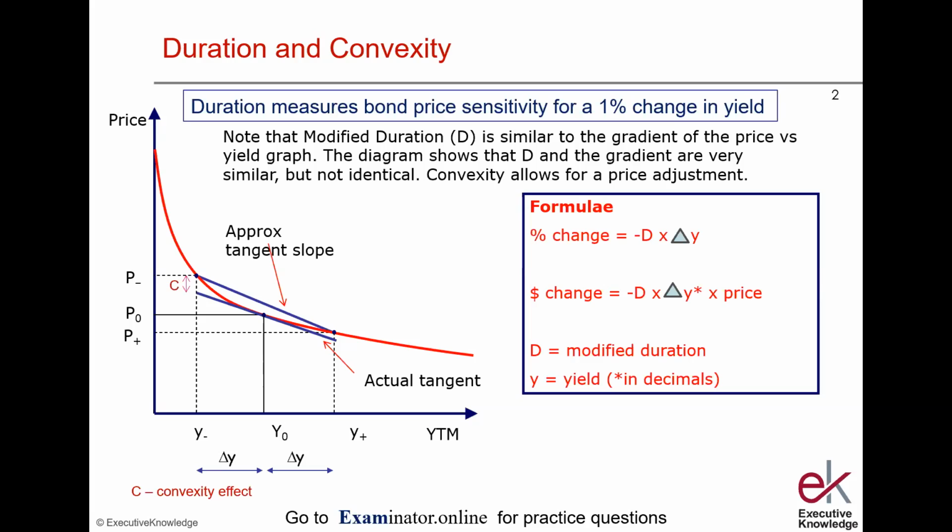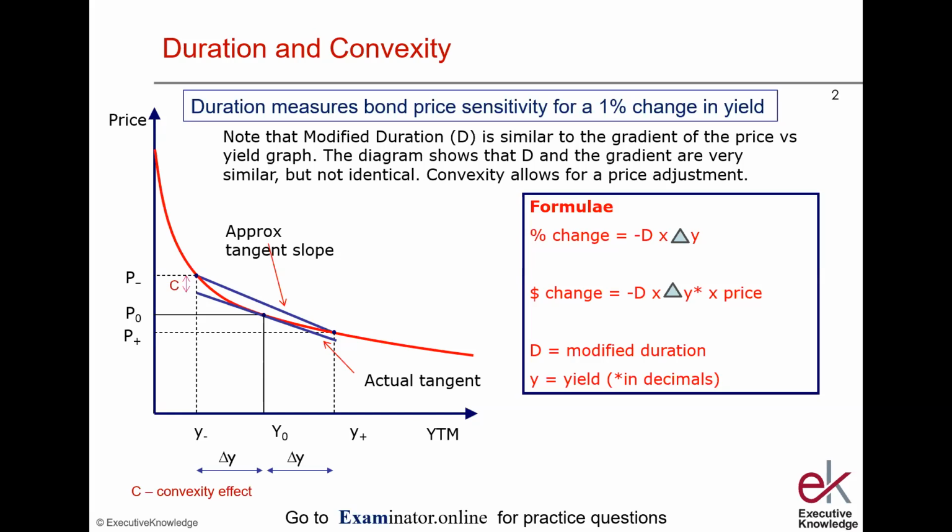So the formula, for a percentage change, we take minus D. Why minus? It reflects the inverse relationship. And we multiply by the change in the yield. So if we're looking for the percentage change in the bond, if I go back to my example, minus D, minus 6, multiplied by the 1% change, then the percentage change is minus 6. That is minus 6%. The yield goes up, the bond goes down.